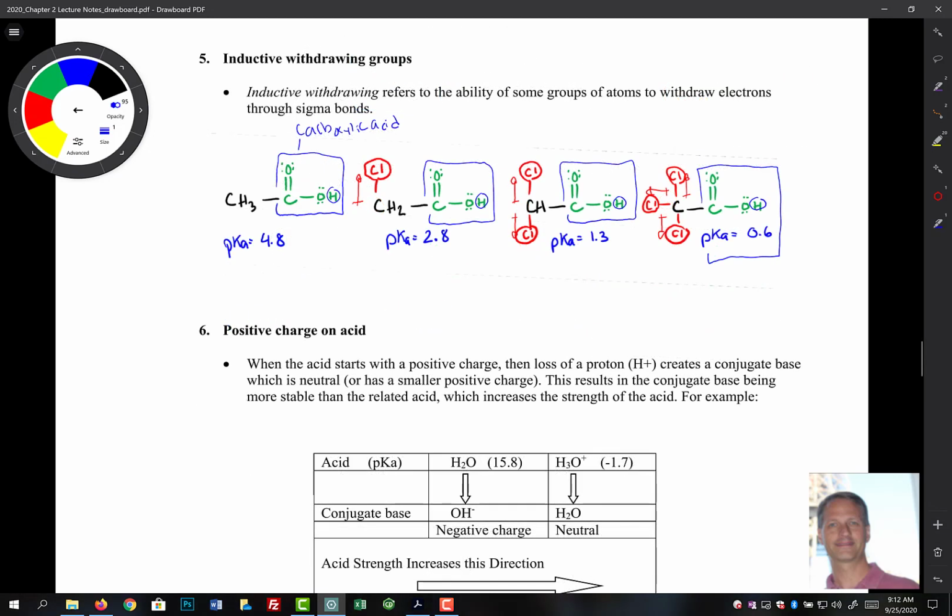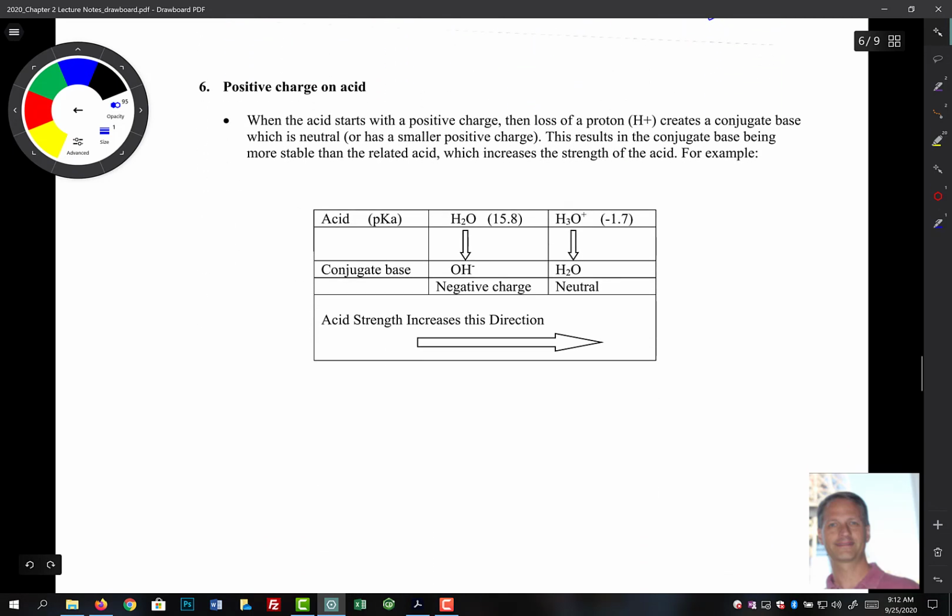And the last one here is really pretty straightforward. It's something that we don't often think about, but we understand. And that is a positive charge on an acid. So if an acid starts with a positive charge, then the loss of that proton creates a conjugate base which is neutral. And that's usually a very stable conjugate base compared to something that has a negative charge. This can be seen in this little table down below. So when we look down here, we've got water. When water loses a proton, as an acid, it becomes OH minus. Okay, and that thing has a negative charge on it. Hydroxide has a negative charge.